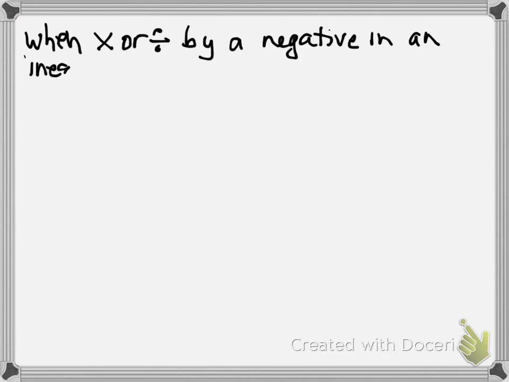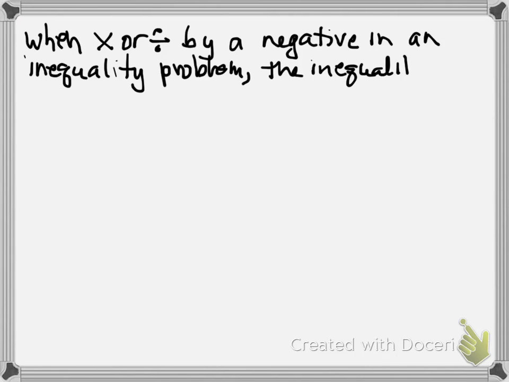When multiplying or dividing by a negative in an inequality problem, the inequality sign will reverse. So that means if it was greater than or equal to, it's less than or equal to. So you get the entire symbol, it just is going to flip around.